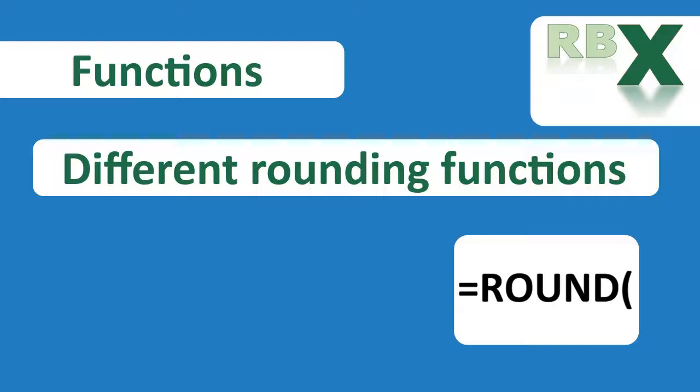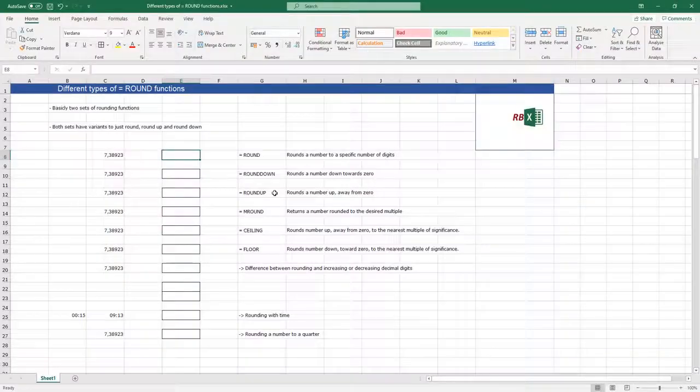Rounding functions can be used to reduce the number of digits for a decimal or just to round to a specific multiple. I hope you learned some new things and so please enjoy the video.